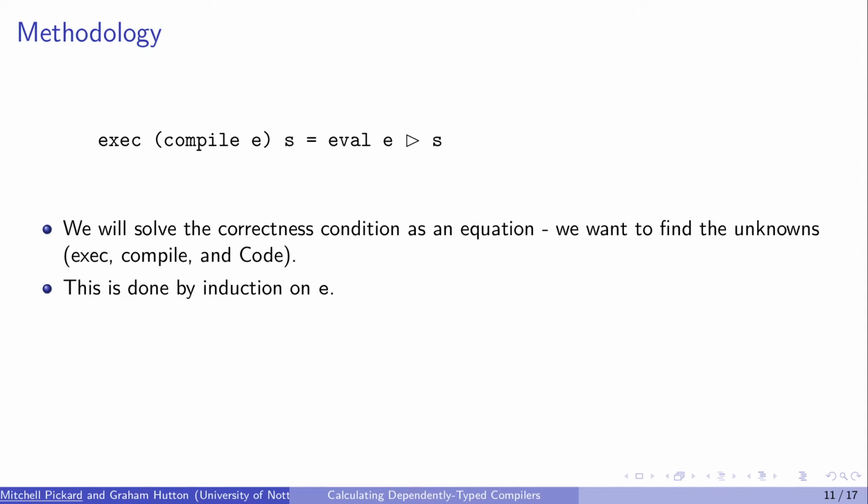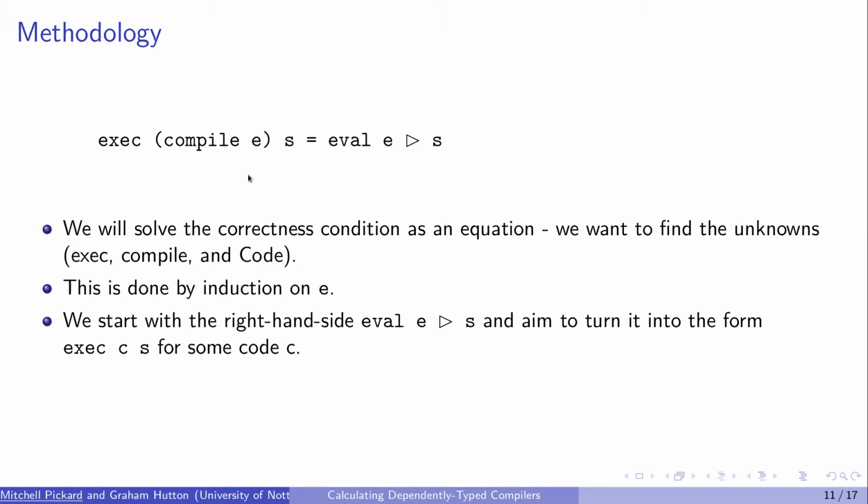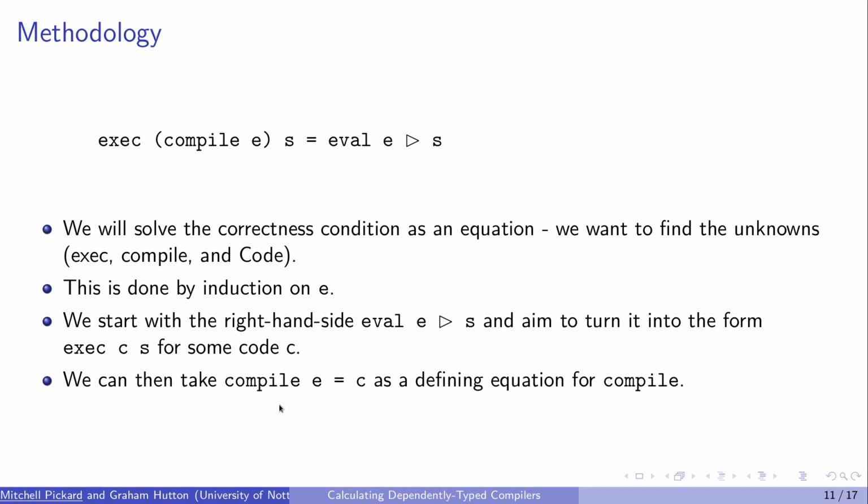This whole calculation process is going to be performed by induction on E, on our expression type, and we'll always start from this right-hand side. So we'll start from eval E on top of some stack S, and we want to turn it into a form that eventually is going to look like this left-hand side. We do that by starting to turn it into some form exec C S for some code C. So we'll have some code here executed on a stack.